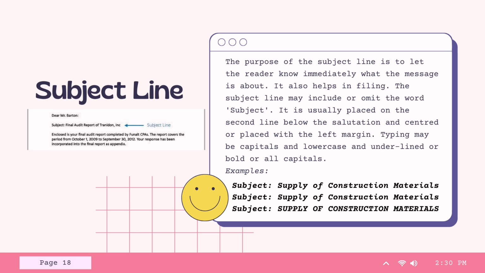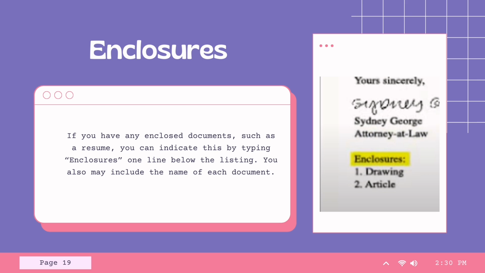Next is the subject line. The purpose of the subject line is to let the reader know immediately what the message is about. It also helps in filing. The subject line may include or omit the word subject. It is usually placed in the second line below the salutation and centered or placed with the left margin. Typing may be in capitals and lowercase and underlined or bold or all caps.